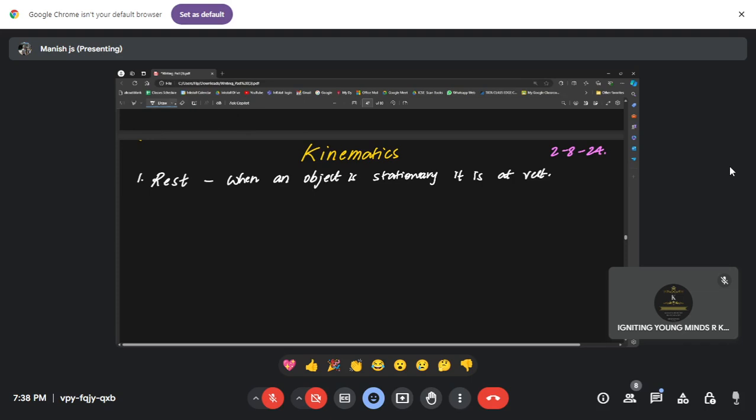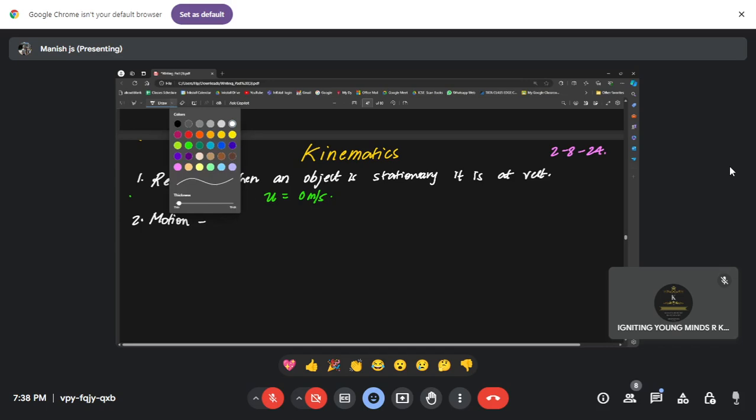When an object is stationary, there is no motion, so the velocity of the object is totally zero. The initial velocity is 0 meters per second. If this is the case, then the object is perfectly at rest. Second, the object being in motion. An object is in motion if there is a certain velocity associated with it.